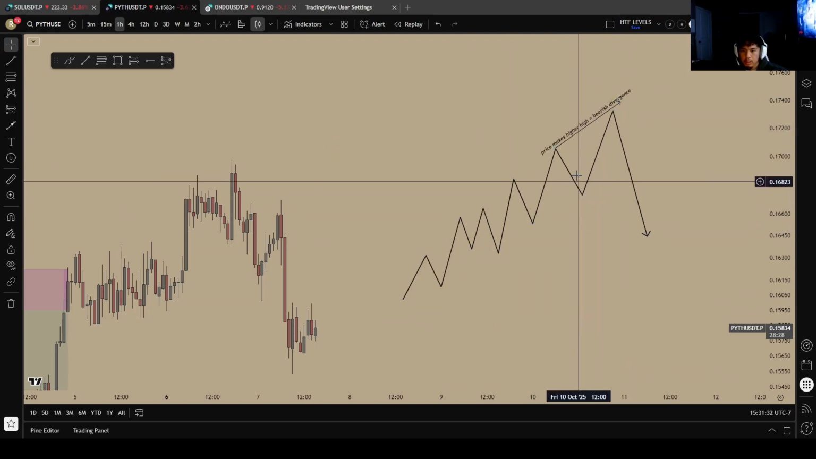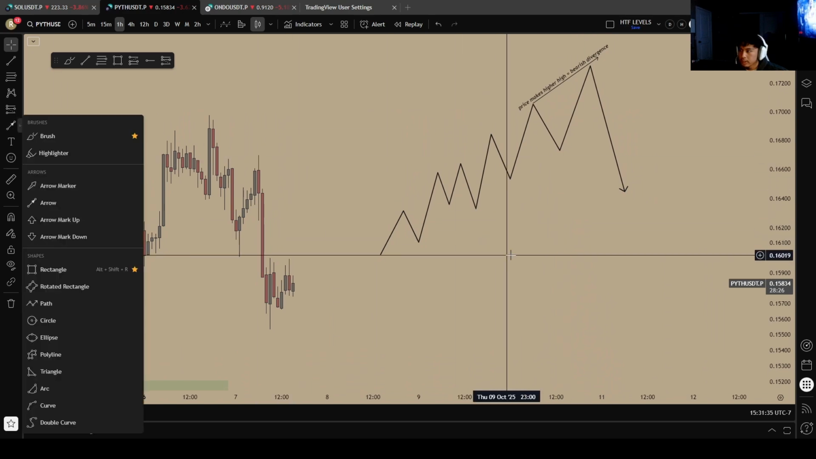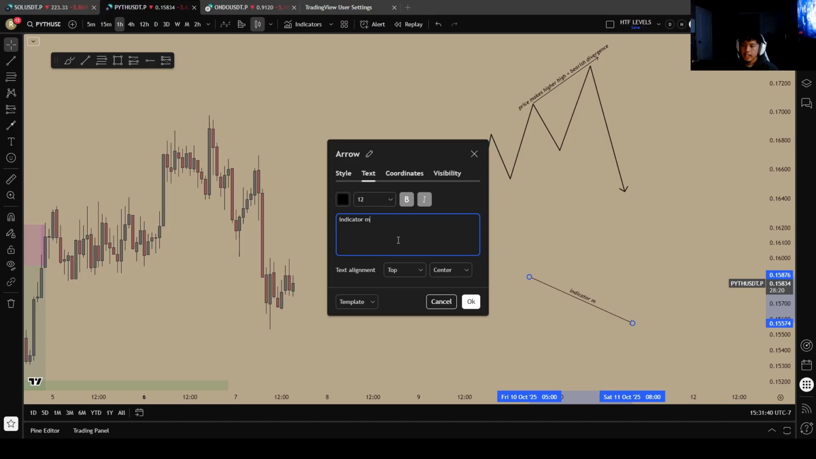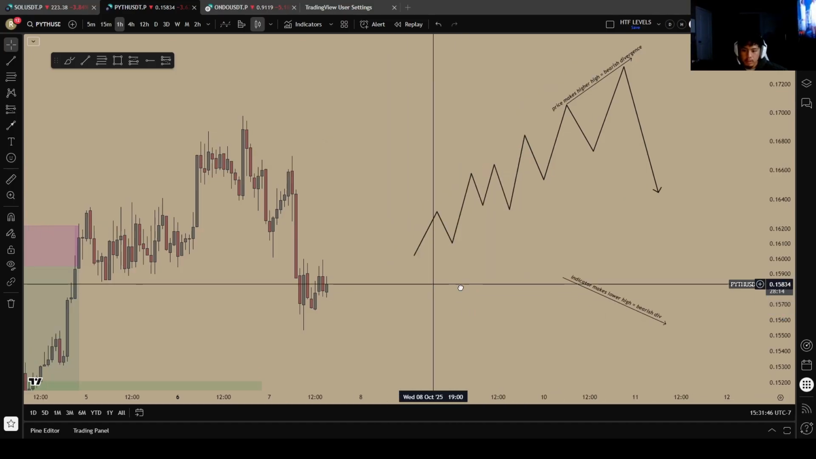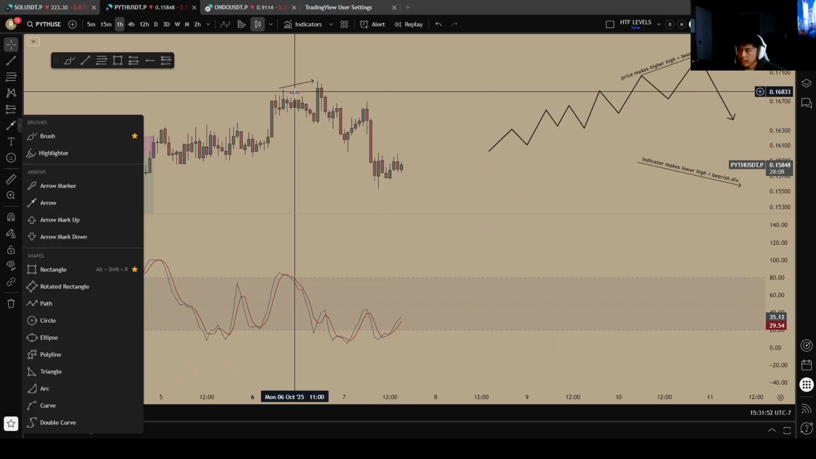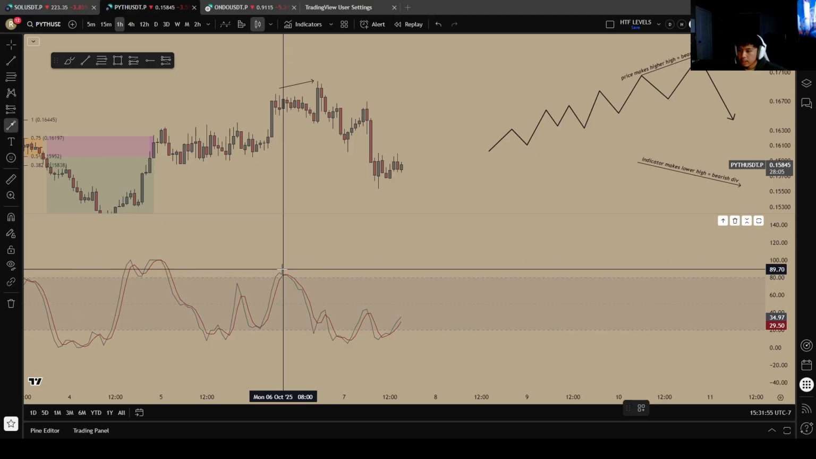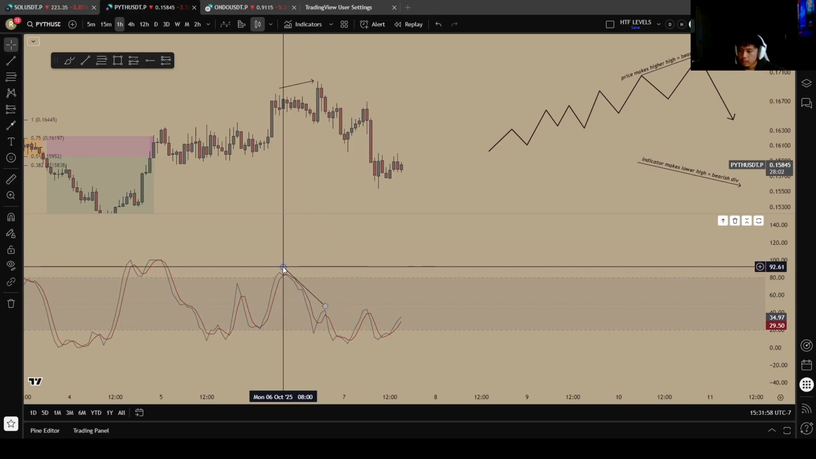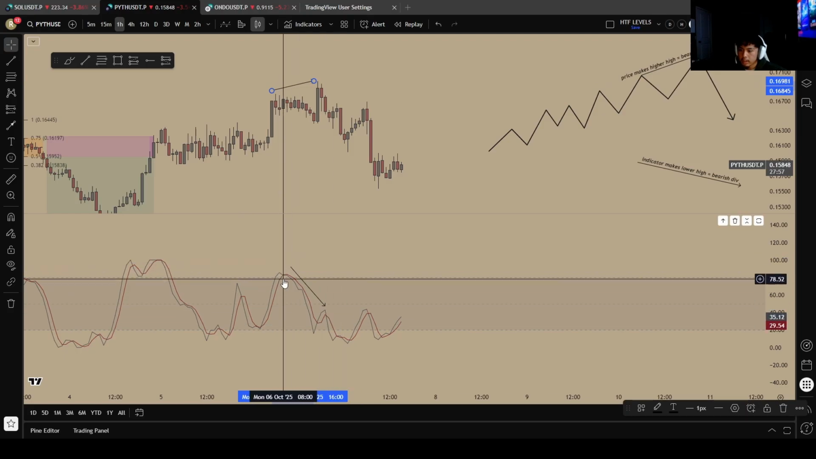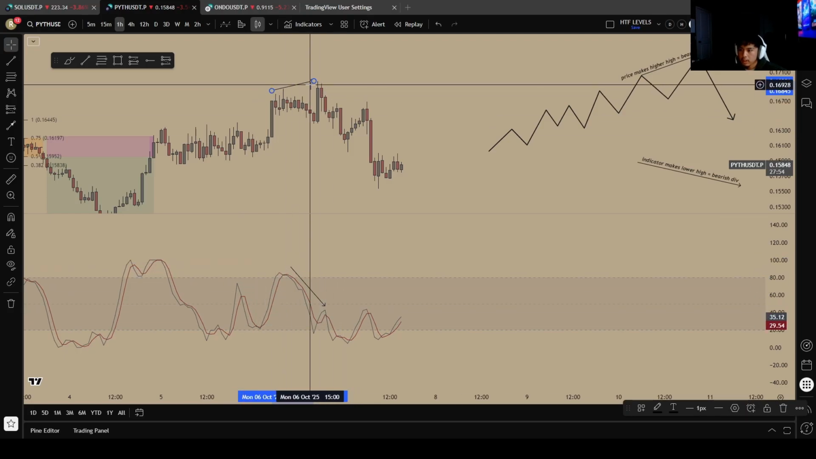Price makes a higher high is a bearish divergence, and then on the indicator it makes a lower high, that's a bearish divergence, right? So for example, right here we can see that the price makes higher highs, and then right here the indicator makes a lower high. It's kind of hard to see. Higher high in price, lower high in the indicator. See, this is a high, this is a lower high, this is a high, higher high.